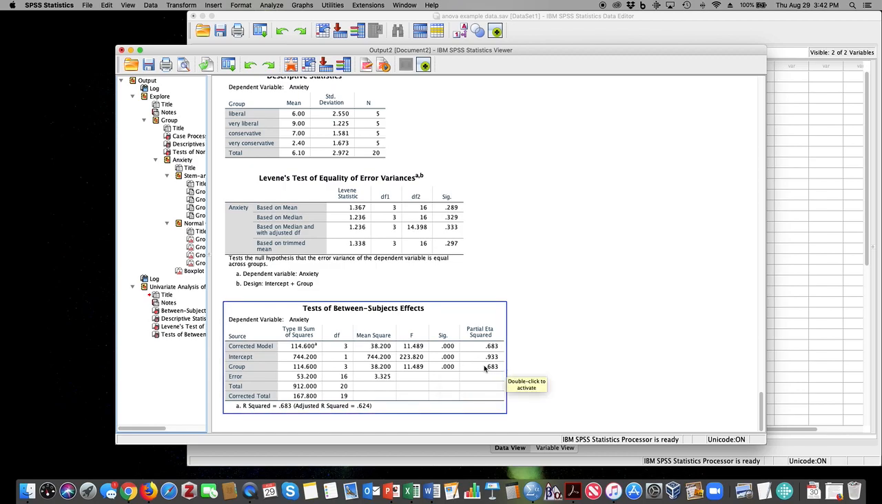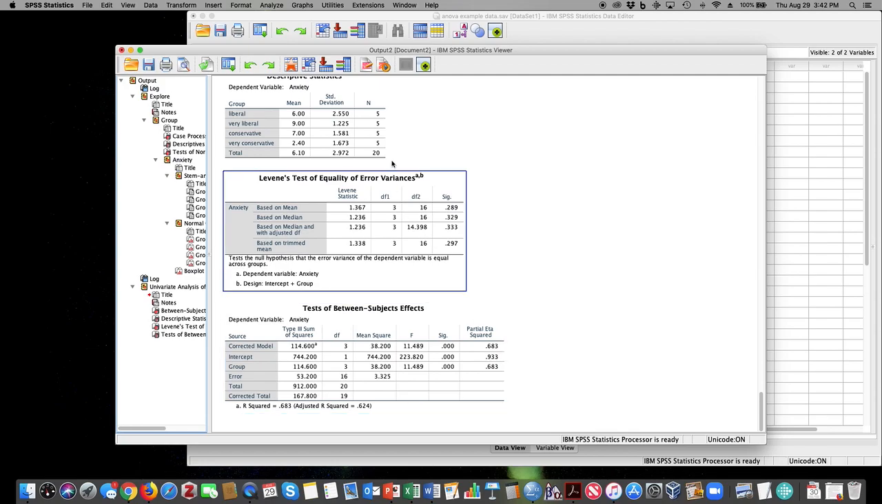And I'm accounting for about 68% of the variance in the model. So group differences account for about 68% of the difference in the model. This is a really, really large effect. Political affiliation is definitely impacting anxiety. And so now we can look and investigate how this is playing out.